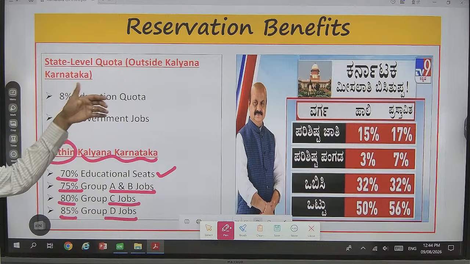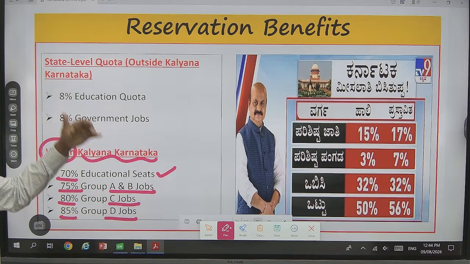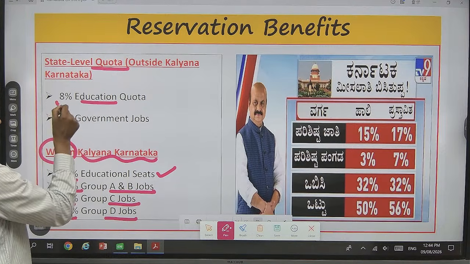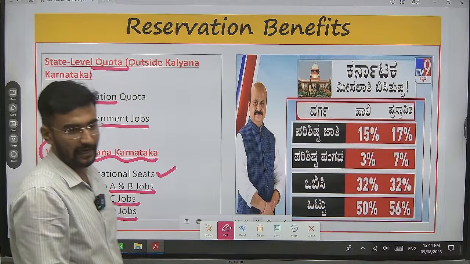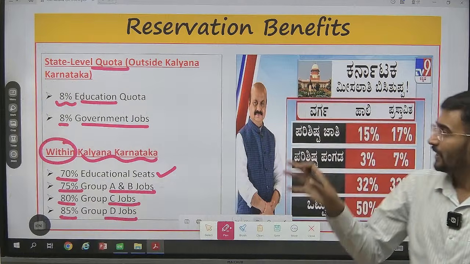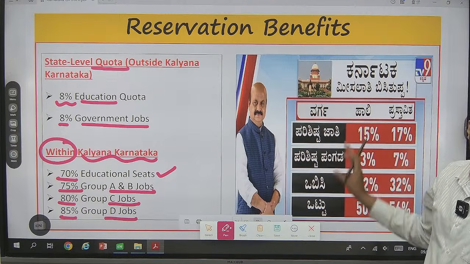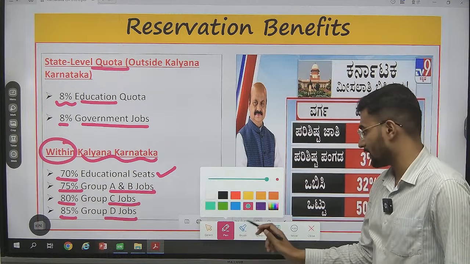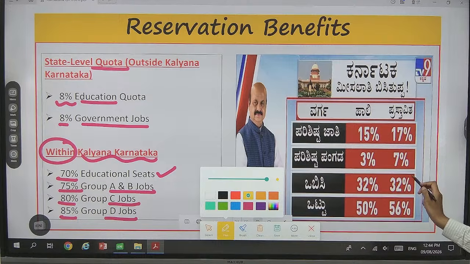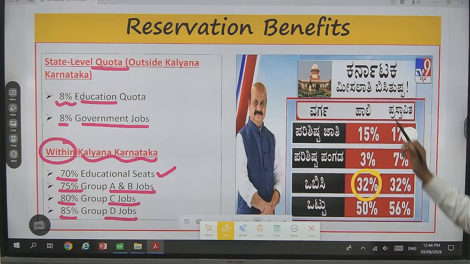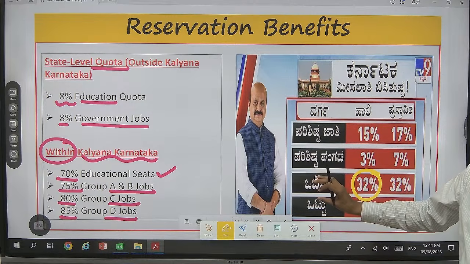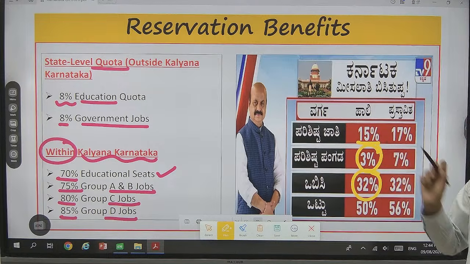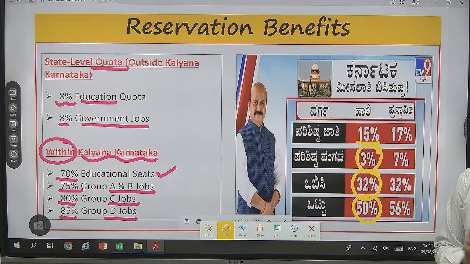Now they also have a benefits outside the state also. State level quota outside KK region ಎಷ್ಟು ಪರ್ಸೆಂಟ್ ಇದೆ? ಎಜುಕೇಶನ್ ಎಷ್ಟು ಪರ್ಸೆಂಟೇಜು? 8%, and government jobs also 8%. Now we have reservation criteria. Now compared to our normal reservation, this is our normal reservation we have. Now normal reservation ಏನಿದೆಯಪ್ಪ? Normal reservation ಏನಿದೆ? Now this is the normal reservation. I have already said what the type of reservation we have. 32%. 32 for ಯಾರಿಗೆ? OBC ನವರಿಗೆ. Now SC ನವರಿಗೆ ಎಷ್ಟಿದೆ? 15. ST ನವರಿಗೆ 3%. ಟೋಟಲ್ ಪುಟ್ ಟುಗೆದರ್ 50.